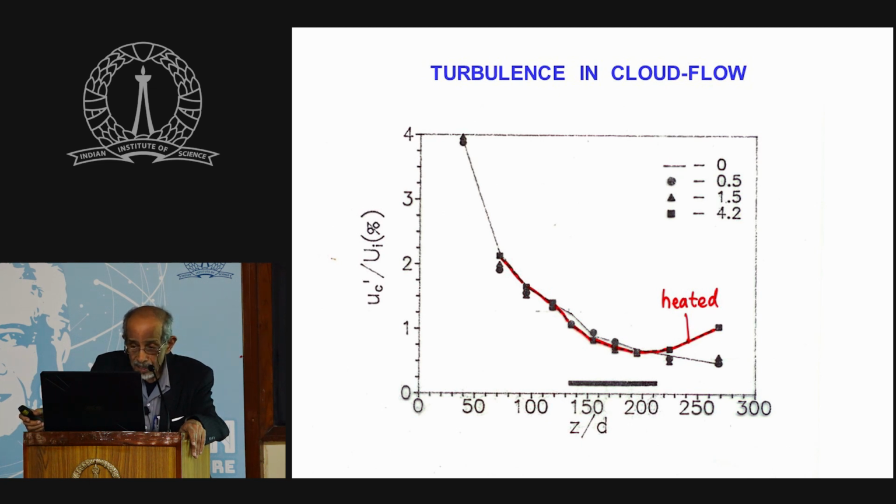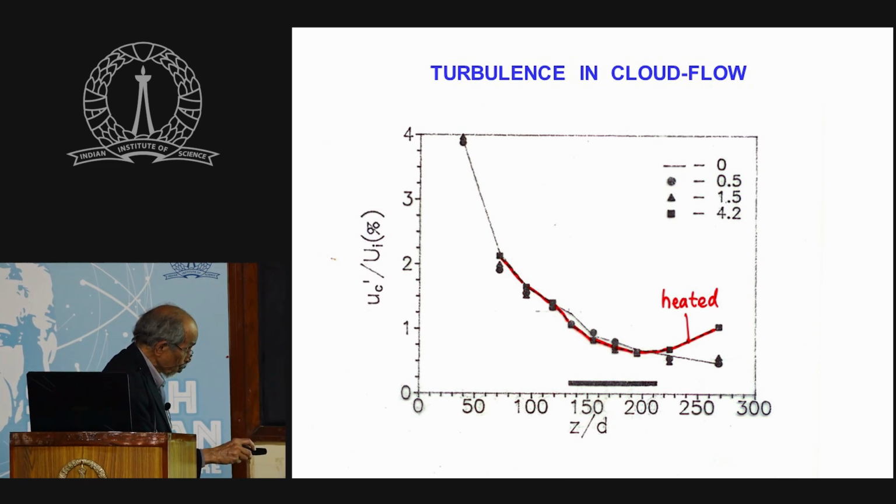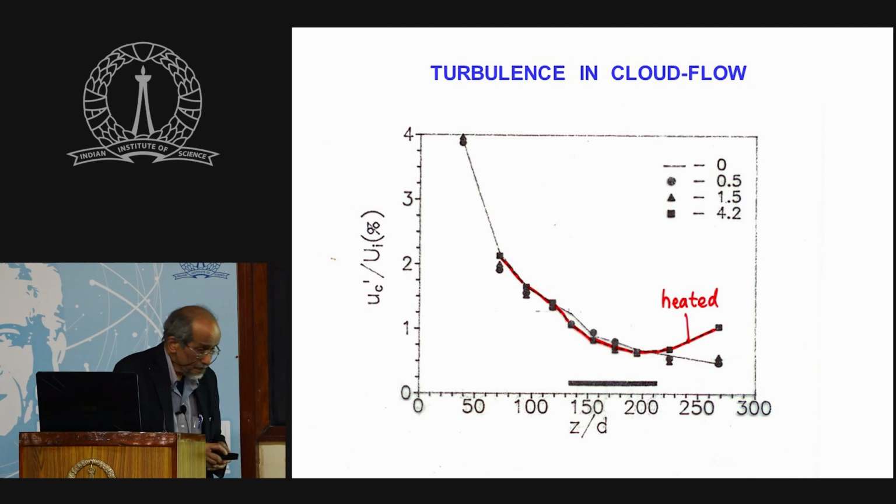And you see the turbulence quantity, UC prime, is a fluctuating intensity, maybe the root mean square value divided by the mean velocity. It keeps coming down as you normally expect in a jet as you go out. Here is the heat injection zone, but after you have heated it, it's going up. So UC prime sometimes actually goes up as you go beyond the heat injection zone because of the convection there.